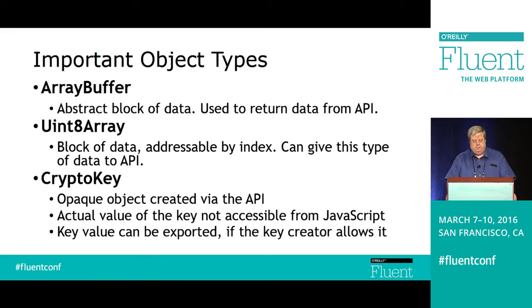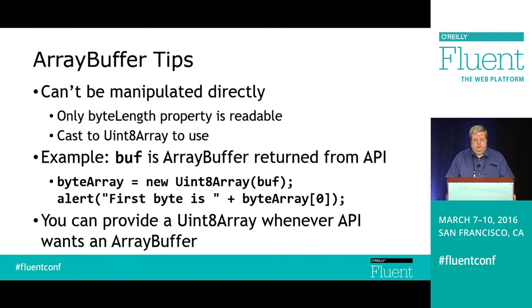And we've already seen the crypto key object, which is an opaque object created by the API. You can't manipulate the array buffer, but you can cast it. So here we have an example in the middle of this slide. A byte array is equal to a new uint8 array built around a buffer, an array buffer. It's the same object. If you change byte array, you're changing the original array buffer, but you can actually address each individual piece of it and change it.